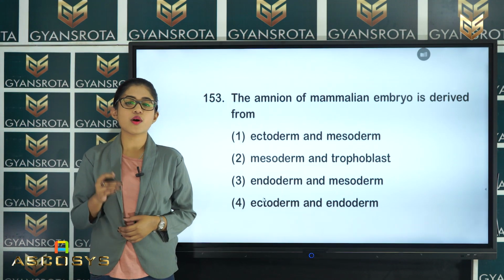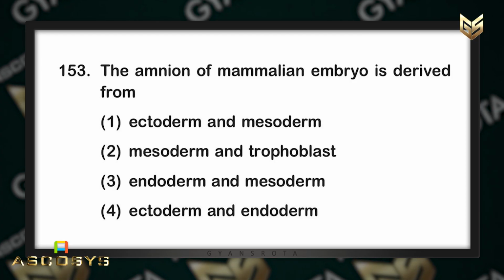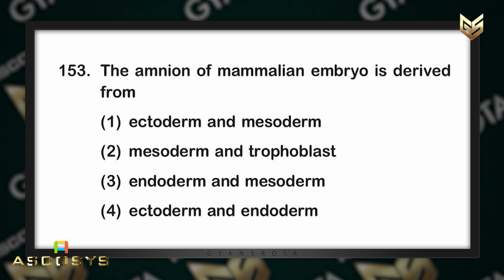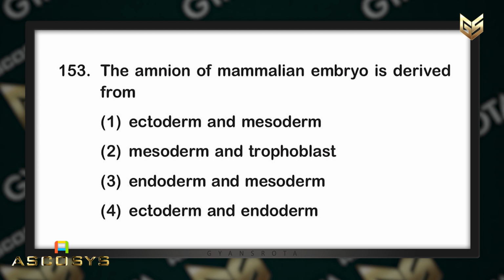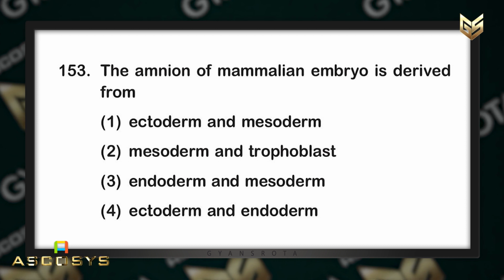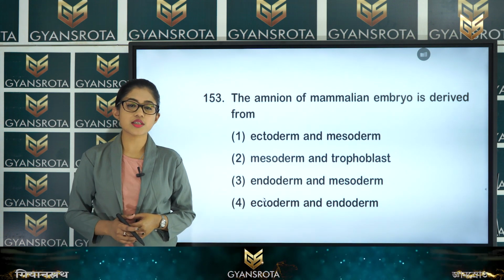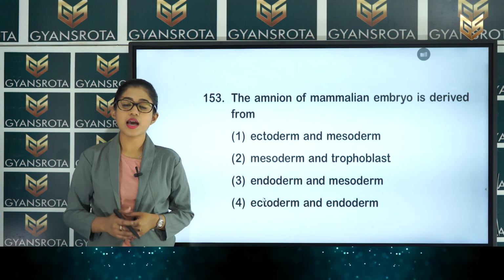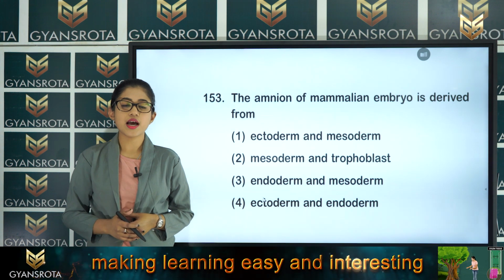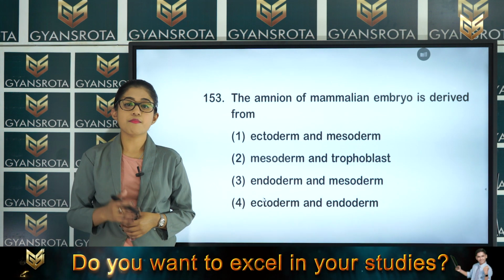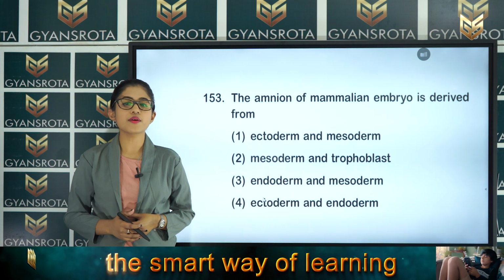So, in this question number 153, as you can see here, the amnion of the mammalian embryo is derived from, there are 4 options given: ectoderm and mesoderm, mesoderm and trophoblast, endoderm and mesoderm, or ectoderm and endoderm. This question is from the chapter Human Reproduction, and you know what we mean by amnion? Amnion is the innermost membrane which encloses the embryo of the mammals, right, and that amnion is derived from the mesoderm on the outer side, and on the inner side it derives from the ectoderm.